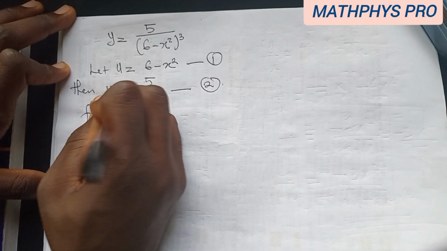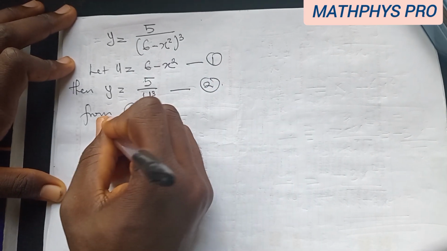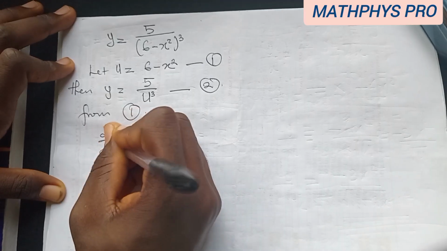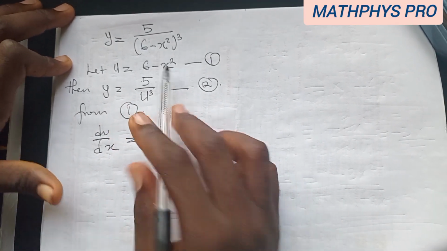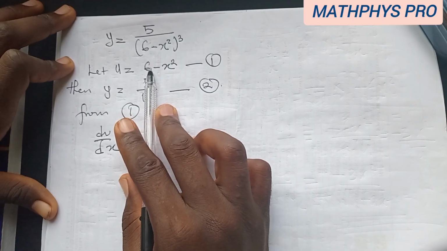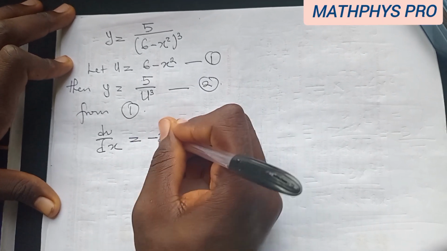Now from equation 1, this is equation 1, du/dx will be equal to differentiate 6 minus x squared. If you differentiate 6, since it's a constant, it gives you 0. Differentiate minus x squared gives you what? Minus 2x.